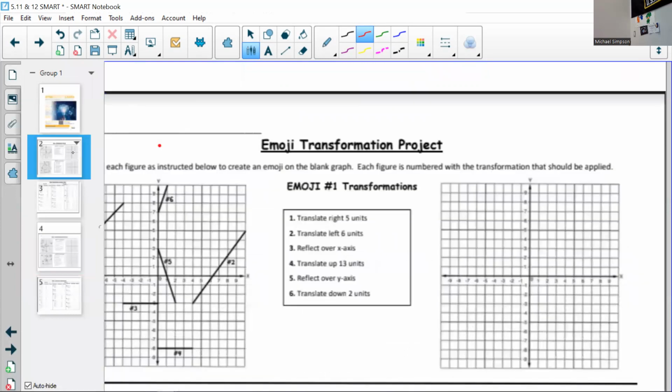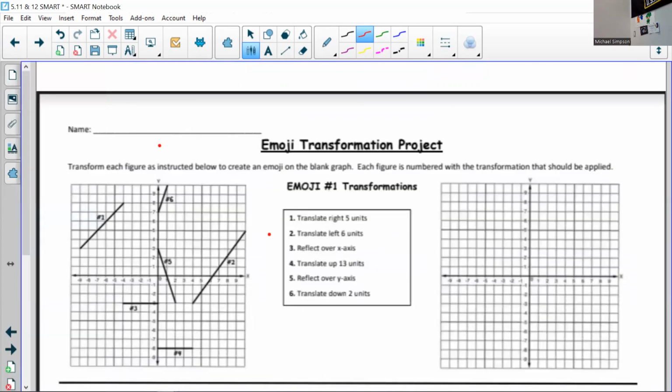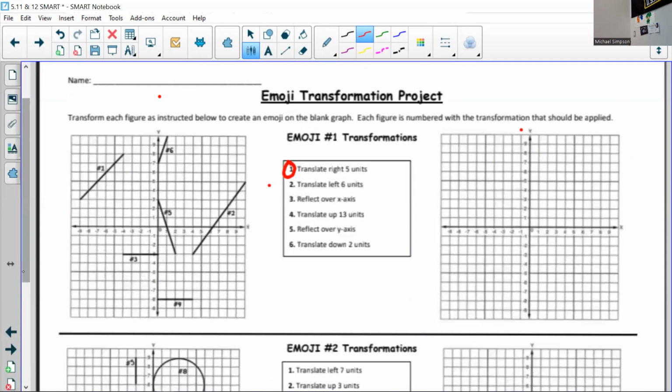Now let's look at emoji one. The transformation is you have the pre-image on the left side, and you're going to do a transformation and put it on the right side. Image number one tells you to translate right 5 units. So you're going to go find image number one. Image number one is this line right here, and they want it to be translated right 5 units.